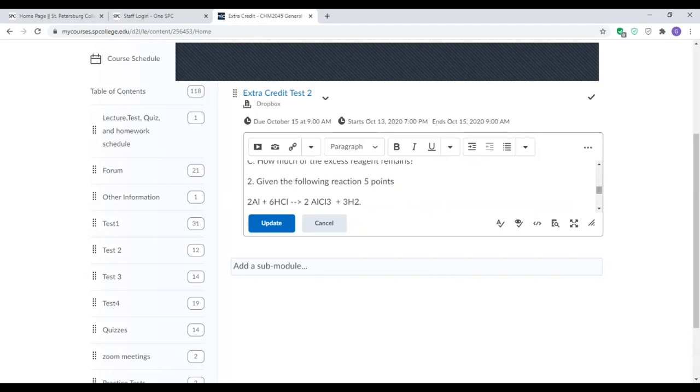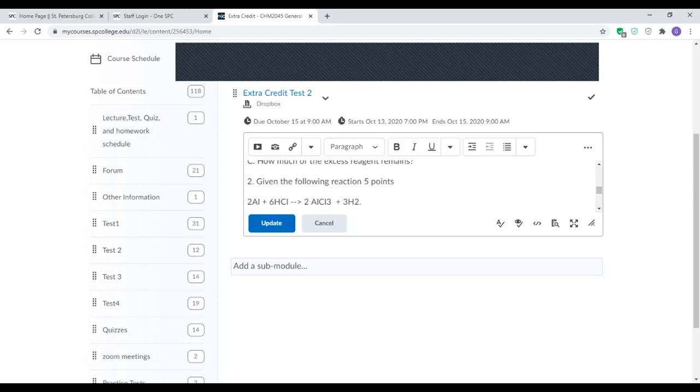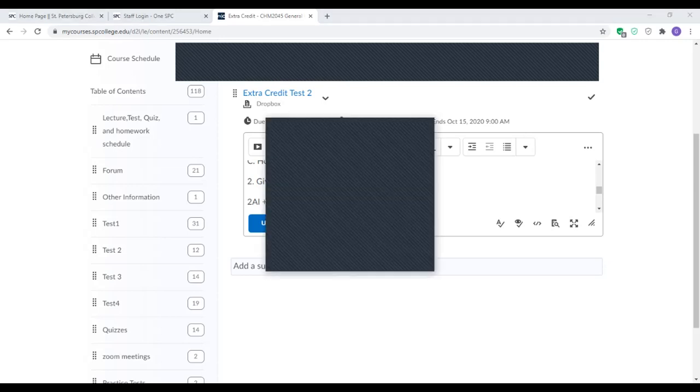Worth 13 total percent, or a little over 10%. Any questions about the extra credit or the test itself, guys? No problem going over the test. I'm hearing crickets, guys. Anything from anybody on there?